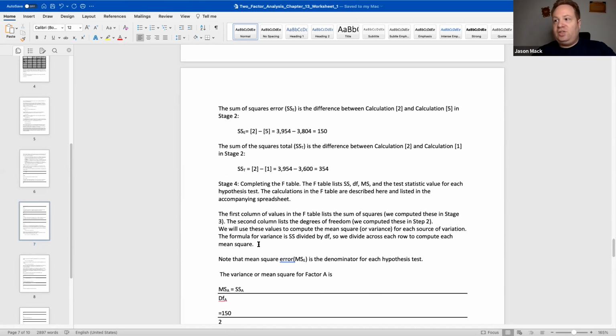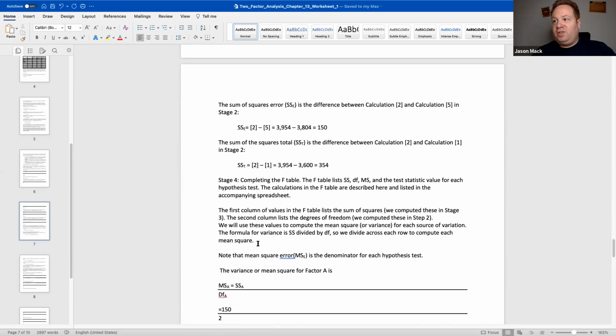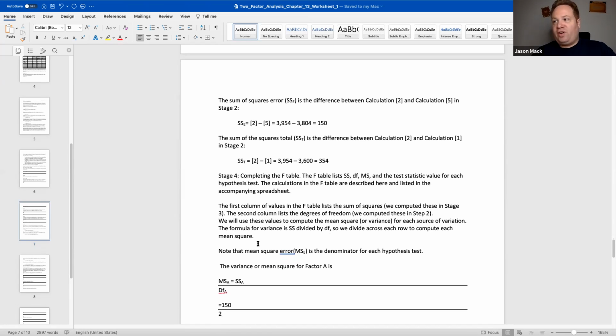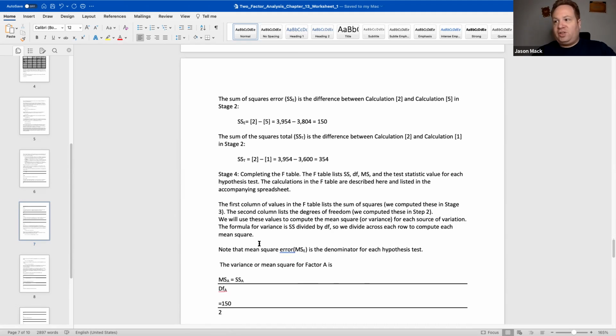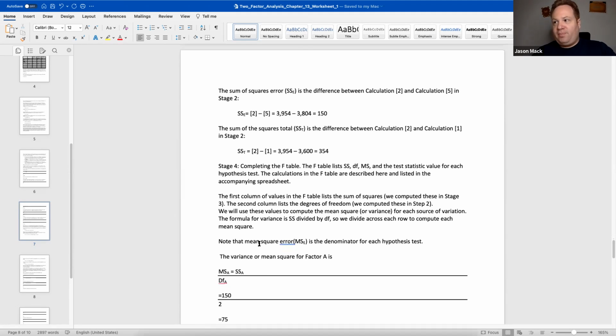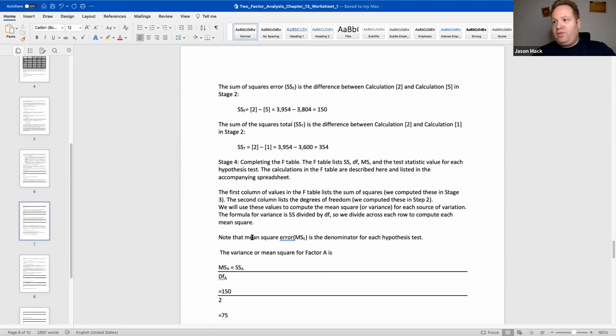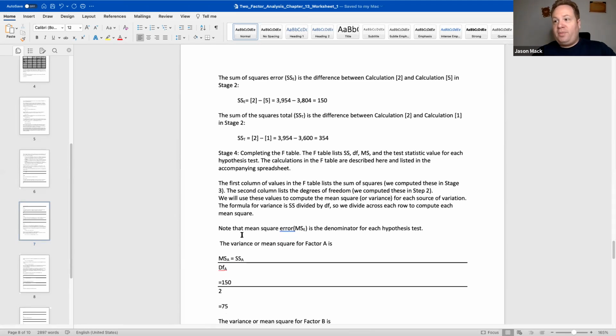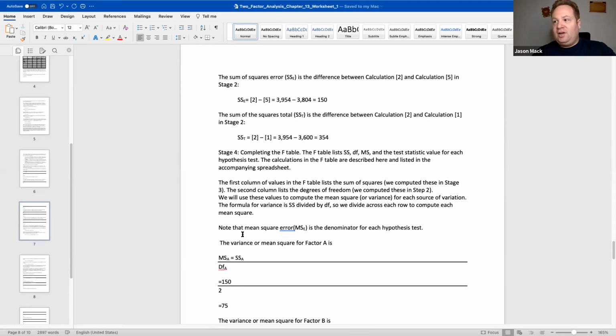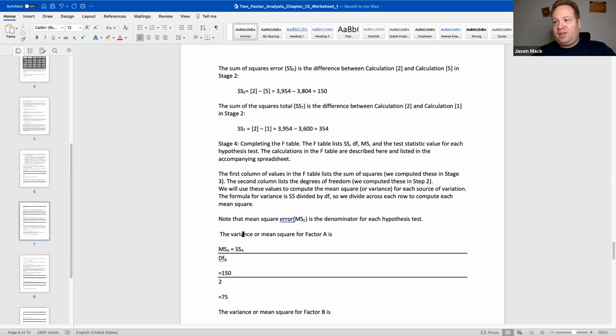And then we will use these values to compute the mean square, or variance, for each source of variation. The formula is the sum of the squares divided by the degrees of freedom. So we divide across each row to compute the mean square. Note, the mean square error, or MSE, is the denominator for each hypothesis test.